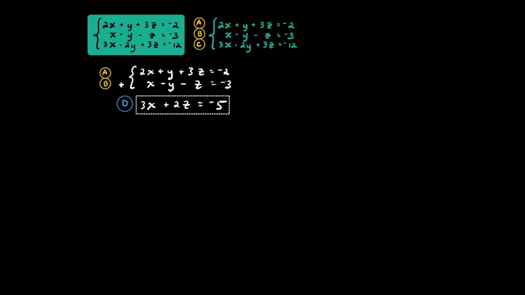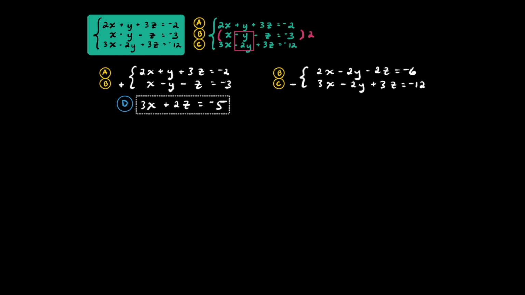Now our next goal is to create another equation that just has x and z that looks like equation D. Since we've already used equations A and B together, we have the options of using B and C or A and C. Here, I'm going to use the equations B and C because B has smaller coefficients. To eliminate the y's in equations B and C, I'm going to have to multiply equation B by 2. In doing so, equation B is now going to become 2x minus 2y minus 2z is equal to negative 6. Equation C is just going to stay the same as 3x minus 2y plus 3z is equal to negative 12.